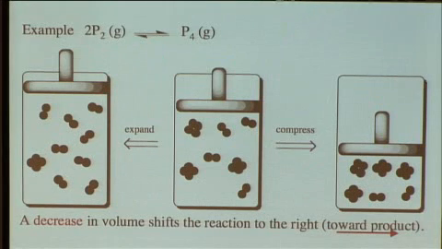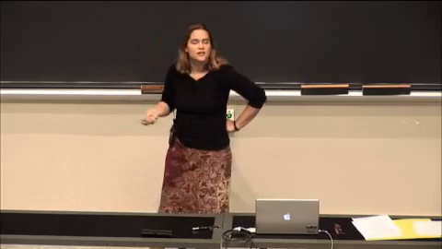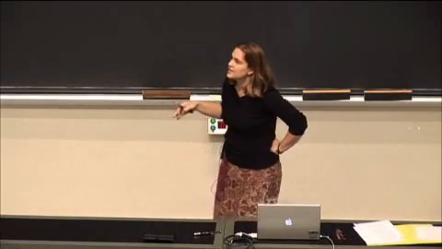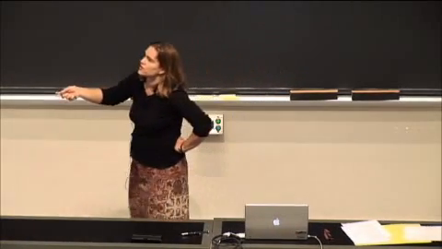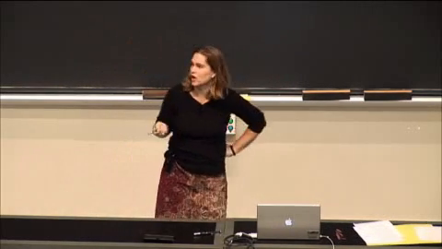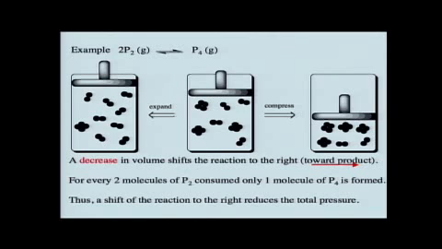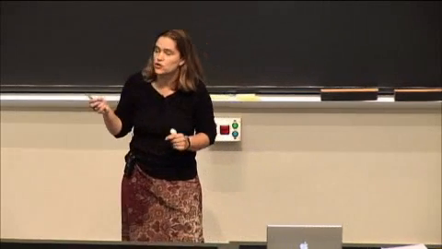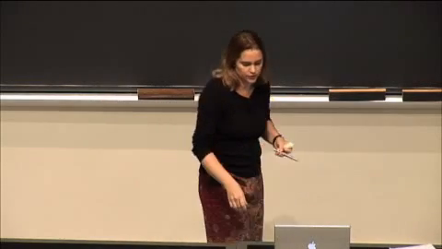So if you shift from the 2 to the 1, that will cause a decrease in pressure, and so that will help compensate for the increase in pressure caused by the switch in volume. So you're going to respond in such a way to compensate for that stress. So a shift of the reaction to the right decreases the total pressure.